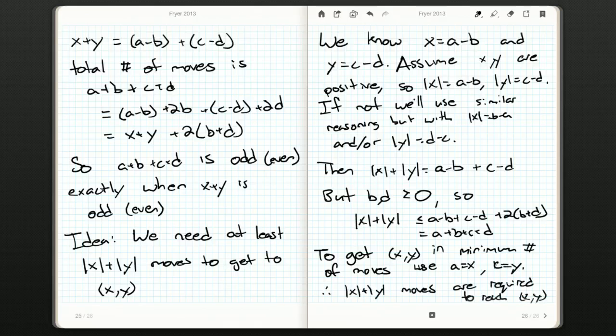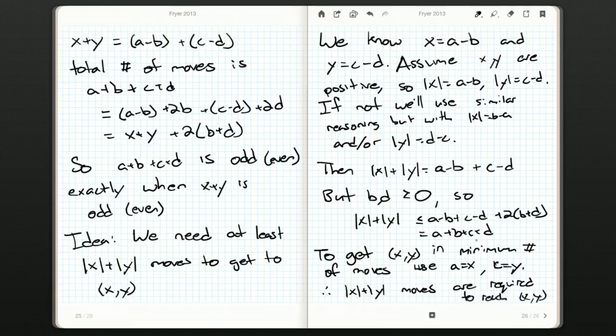So we know that the absolute value of x plus the absolute value of y is at least needed. It's upper bounded by the total number of moves. Now we want to show that you could use exactly the absolute value of x plus the absolute value of y moves to get there.